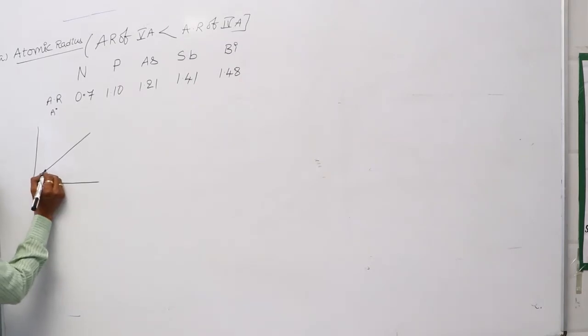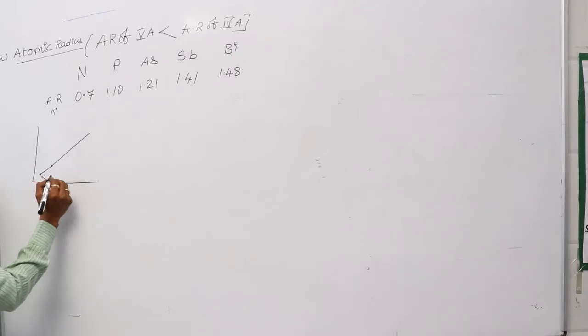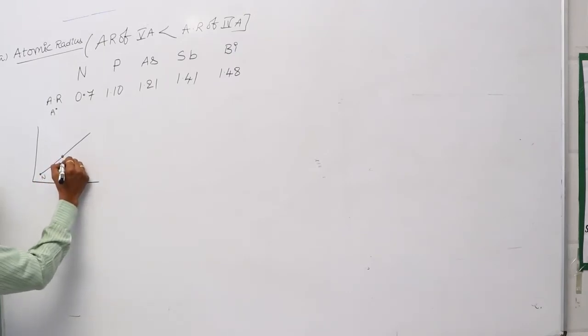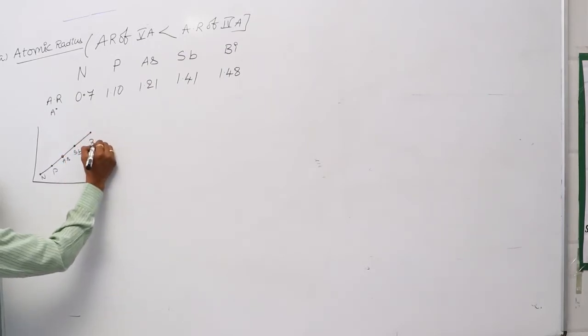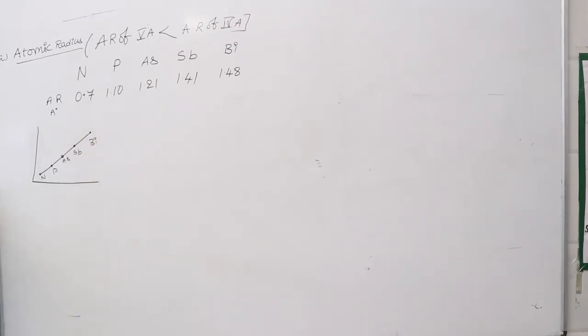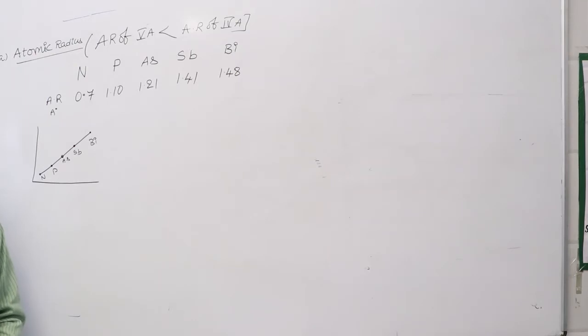So easily you can remember it like this: nitrogen, phosphorus, arsenic, antimony and bismuth. Gradually, the atomic radius increases from top to bottom. Why does the atomic radius of the elements in a group increase from top to bottom? We know this already.